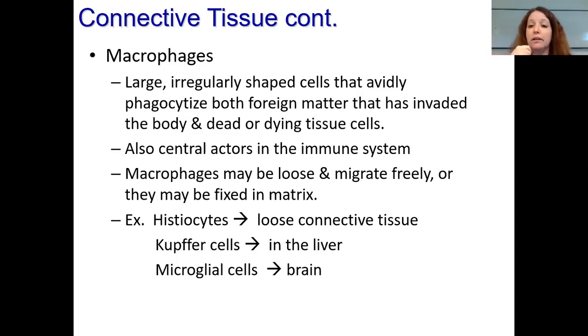Macrophages may be loose and migrate freely, or they may be stuck in a structure like bone or dense cartilage, and they don't get to migrate. Depending on who found which macrophage, they have different names. You have histiocytes, which I've never seen before in my life, and I think it's spelled wrong, in loose connective tissue. Kupffer cells is a real thing, and it's in the liver. They're macrophages, the same thing, but they were found by Dr. Kupffer, and they're in the liver. And then microglial cells are macrophages in the brain.